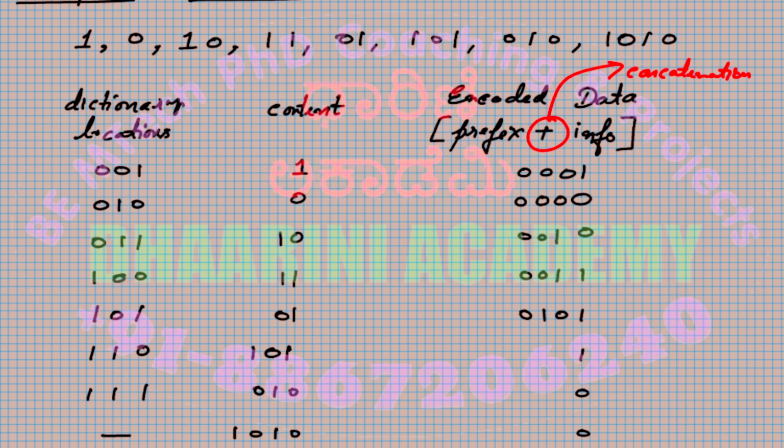So I see 1 is my data, prefix is 10. I can see 10 here. Corresponding to that, you have the dictionary location, that is 011. Right. Next is 01. So 01 means 101. Perfect. 101. All right. Then I have 0 written here. 101 is already there. 101, 110.